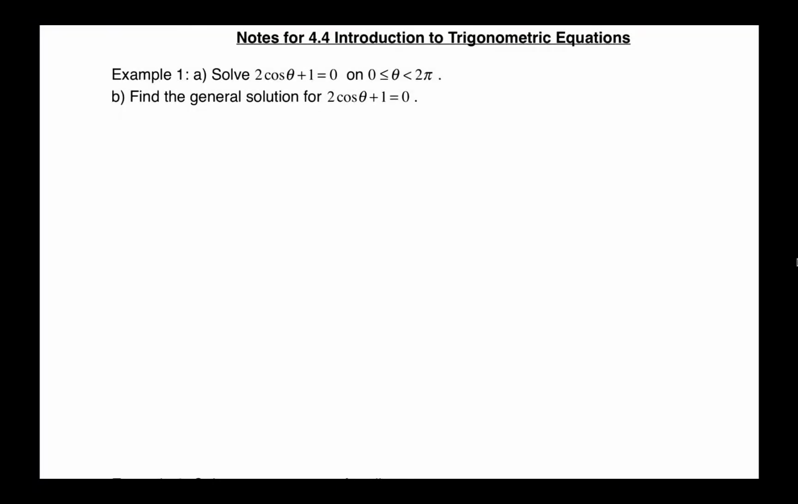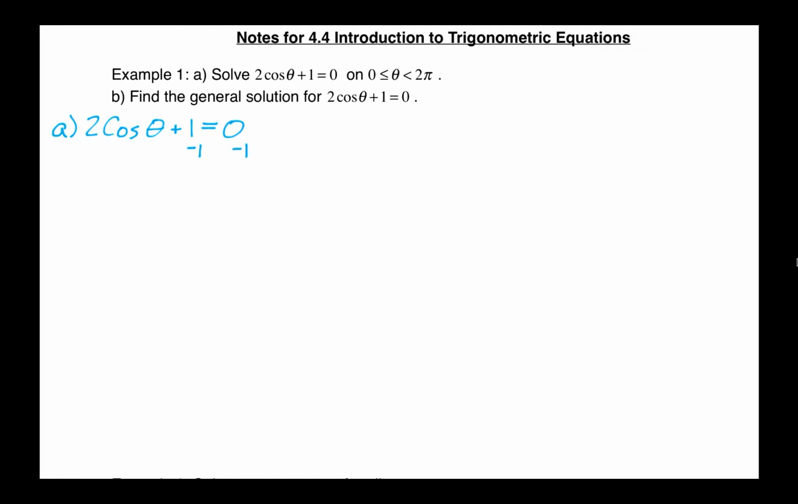So here's the first example. We're looking at solving 2 cos theta plus 1 equals 0, for theta being the angle between 0 and 2 pi radians. Then we want to find the general solution for this equation. So let's get started. We start with this equation, and we want to isolate the cosine theta.